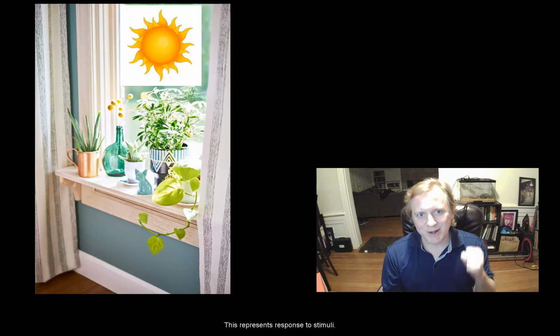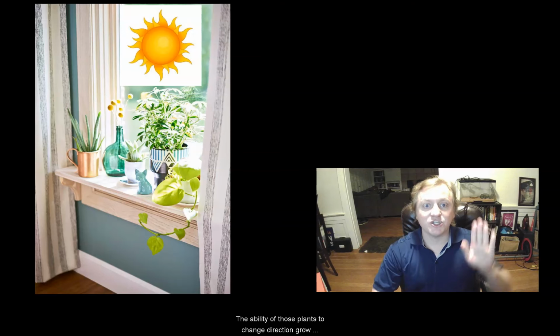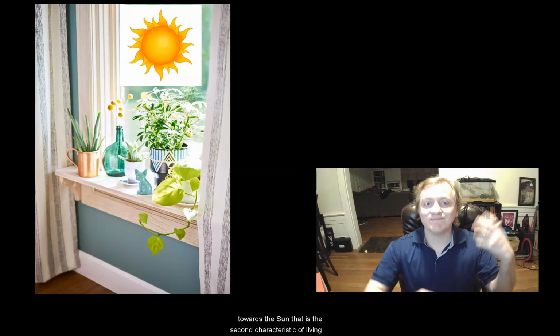This represents response to stimuli. Okay. The ability of those plants to change direction and grow towards the sun, that is the second characteristic of living things, response to stimuli.